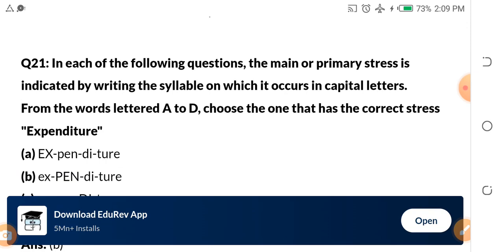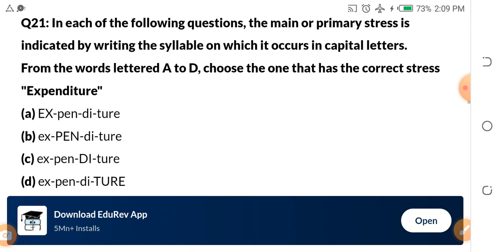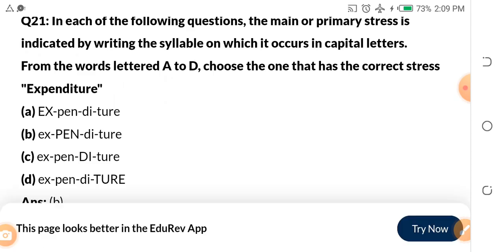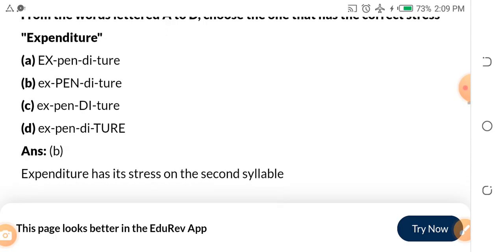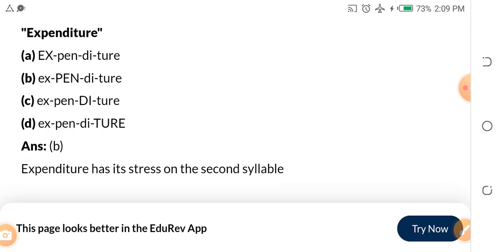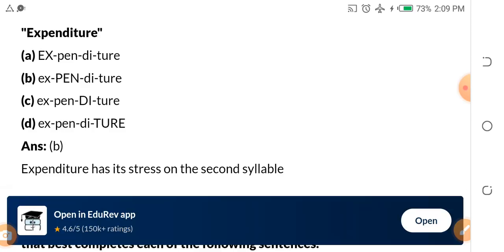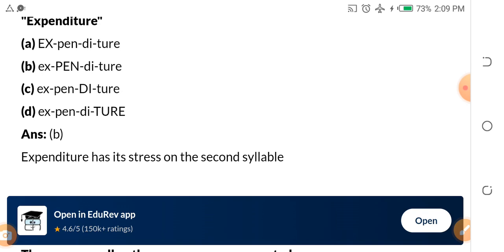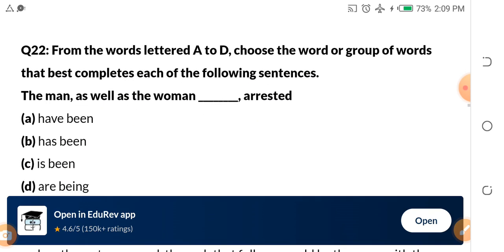Okay, in each of the following questions, the main or primary stress is indicated by writing the syllable on which it occurs in capital letters. From letter A to D, choose the one that has a correct stress. Expenditure. A, expenditure. B, expenditure. C, expenditure. D, expenditure. The correct stress in B is actually on PEN. So the answer is B. Expenditure has its stress on the second syllable.